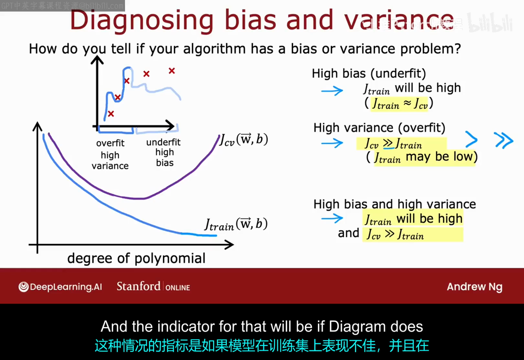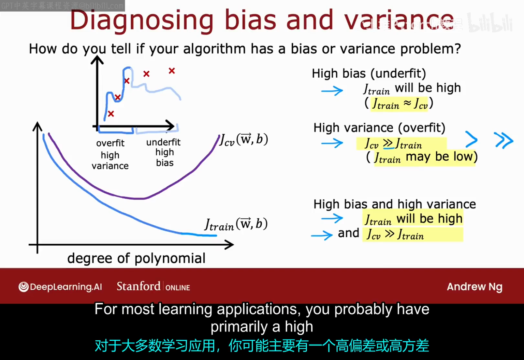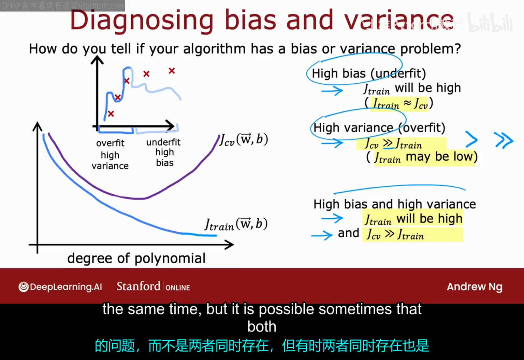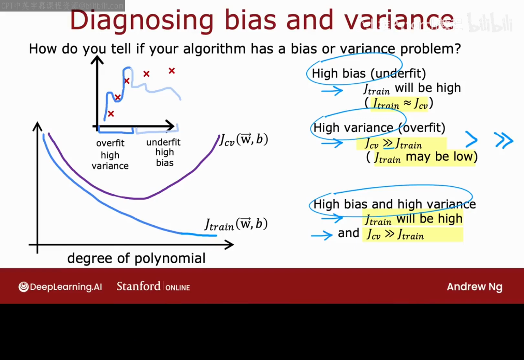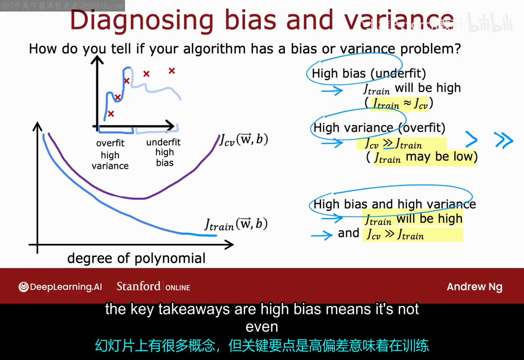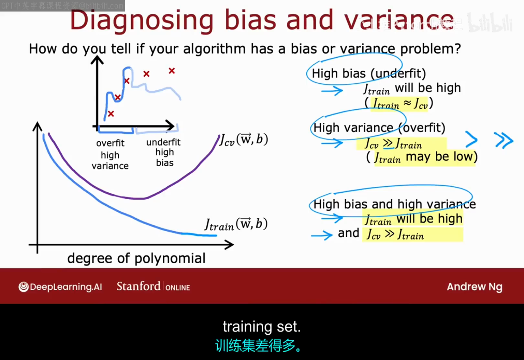And the indicator for that will be if the algorithm does poorly on the training set and it does even much worse on the cross-validation set than on the training set. For most learning applications, you probably have primarily a high bias or a high variance problem rather than both at the same time. But it is possible sometimes to have both at the same time. So I know that there's a lot to process. There are a lot of concepts on the slides, but the key takeaways are: high bias means it's not even doing well on the training set. And high variance means it does much worse on the cross-validation set than the training set.